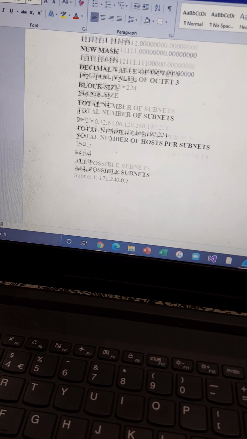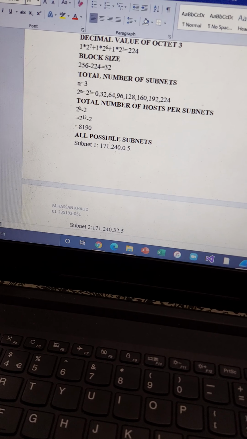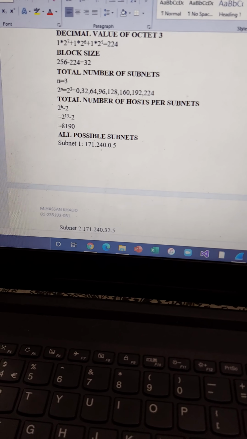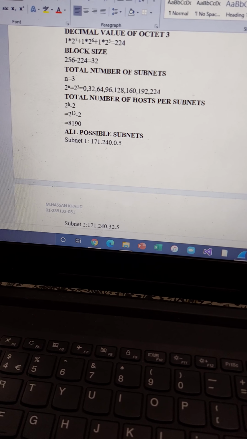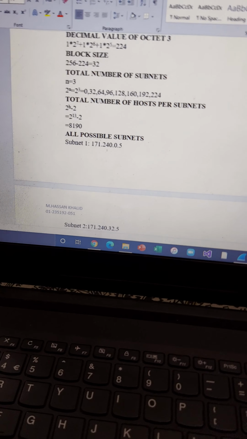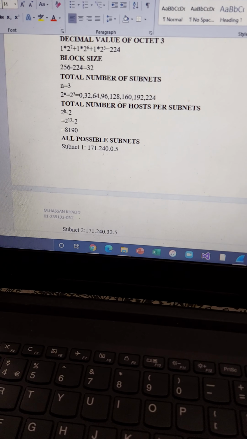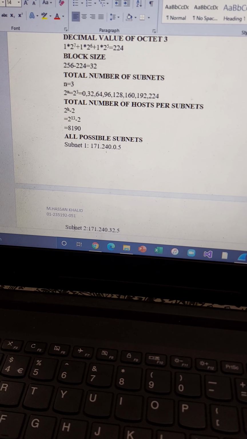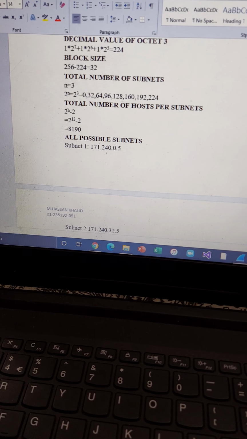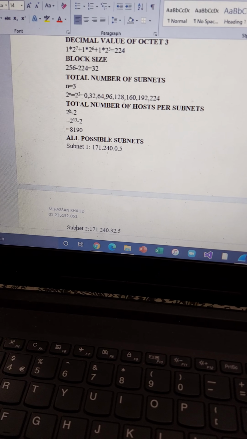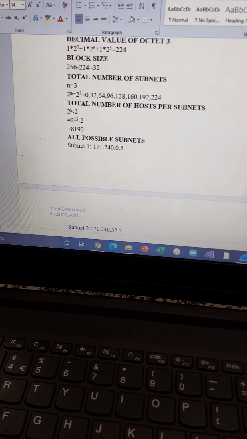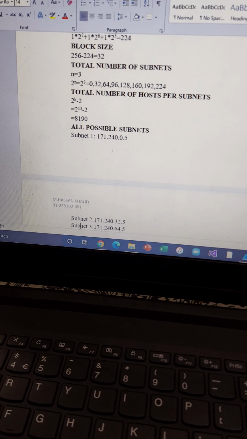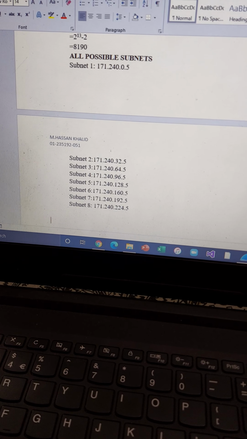Sir, then all possible subnets. Here we will get all the subnets by changing only the third octet. The first octet and second octet will remain the same, only we will change the third octet, and the 8 values that I have solved from the total number of subnets, I will put those values here, and we will get 8 subnets here.